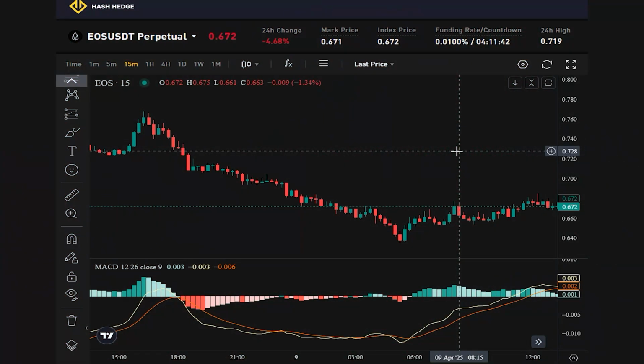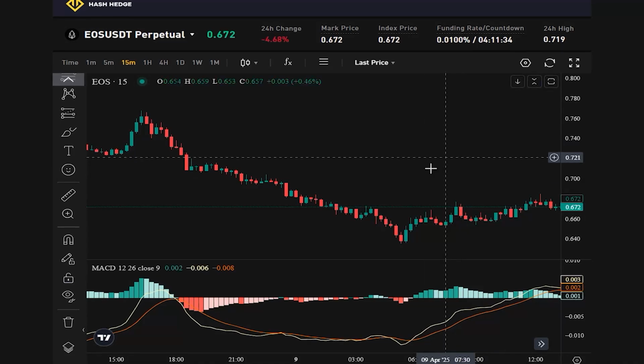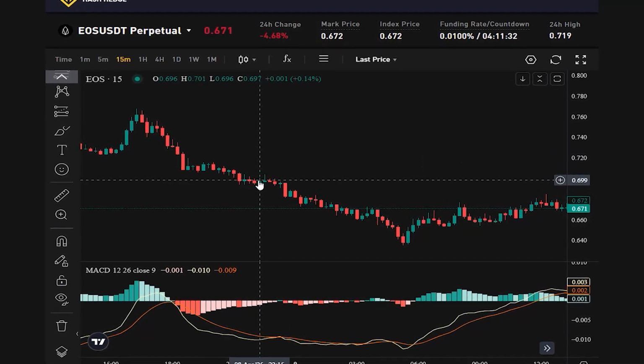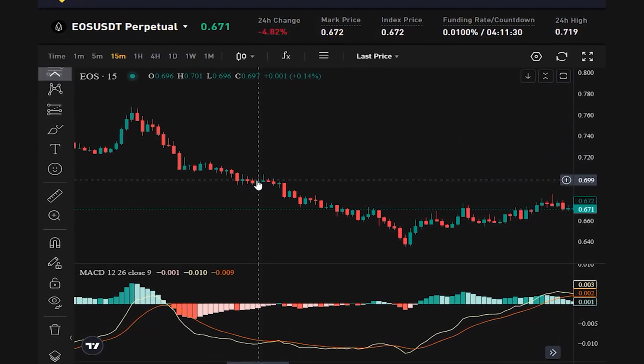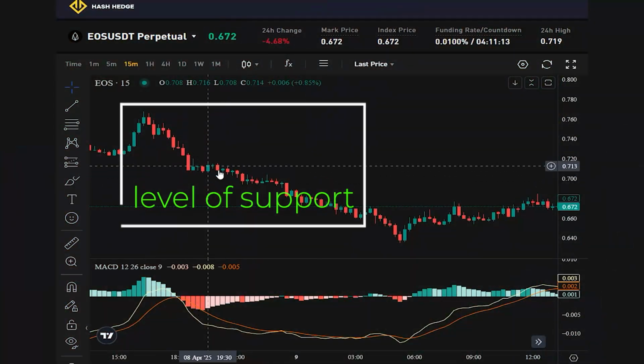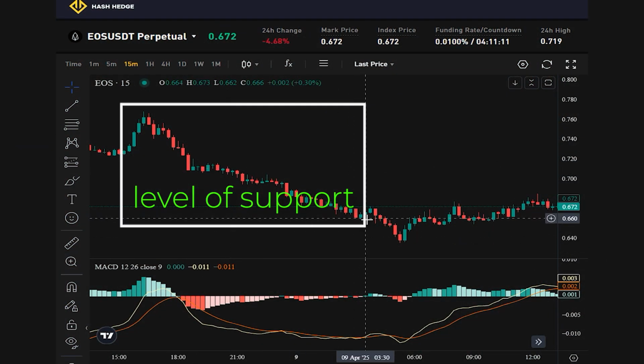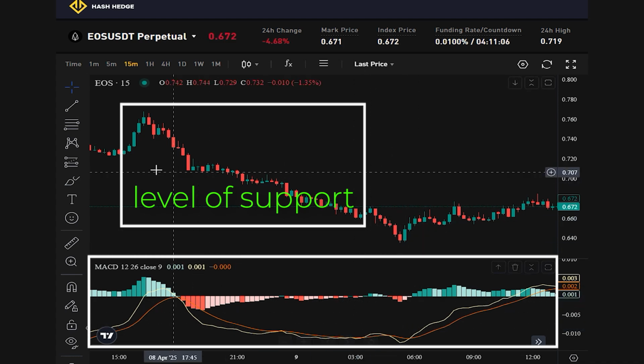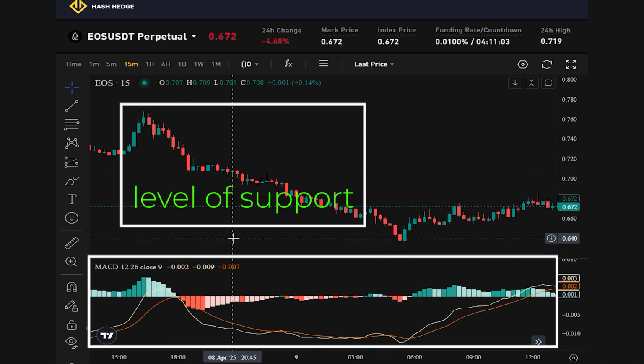There's also a more advanced way to use MACD for more professional traders. You can read the indicator together with elements of classical chart analysis. For example, we can combine signals with support and resistance levels. So if we see that we have a level of support in this area, also in this area we have a level of support. If MACD and these levels coincide, it will be an additional confirmation of the signal.